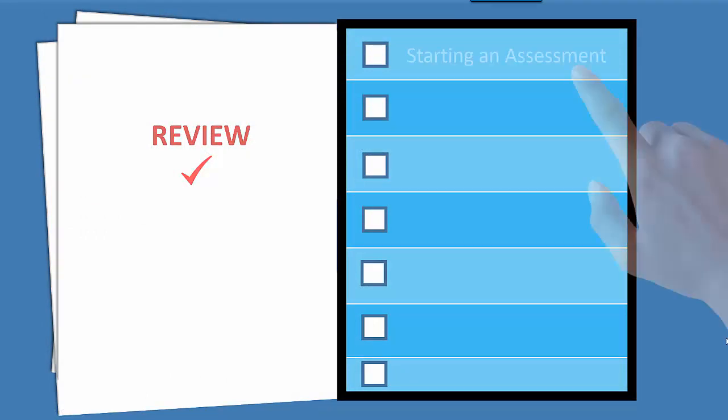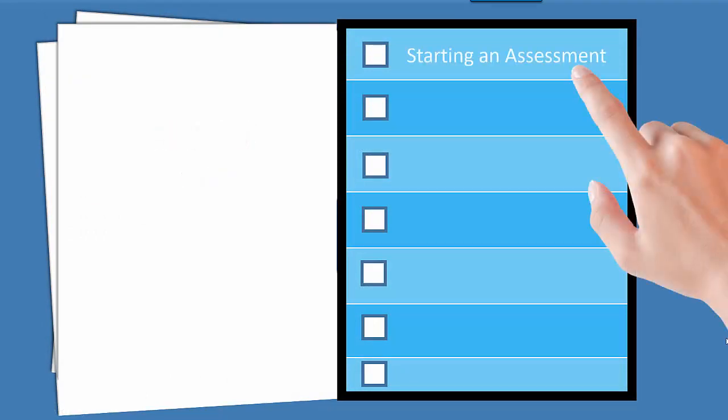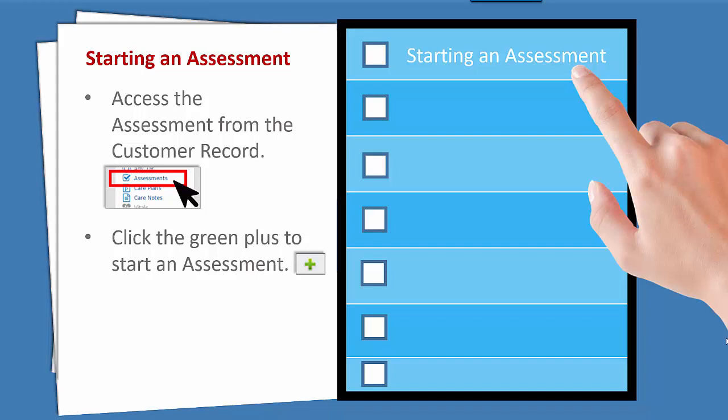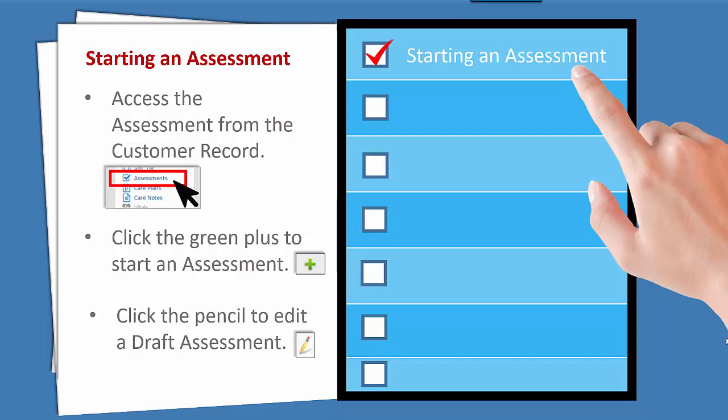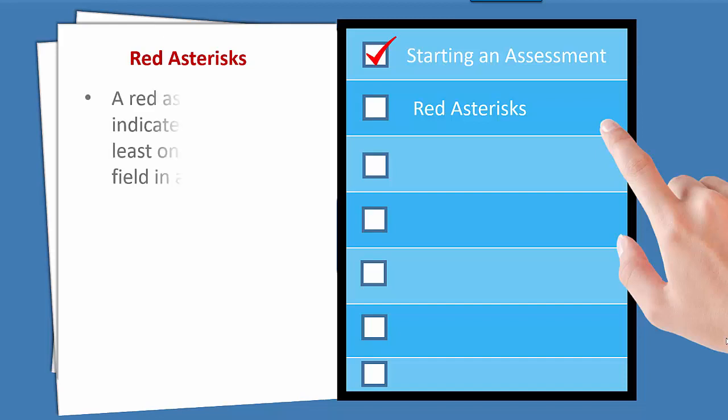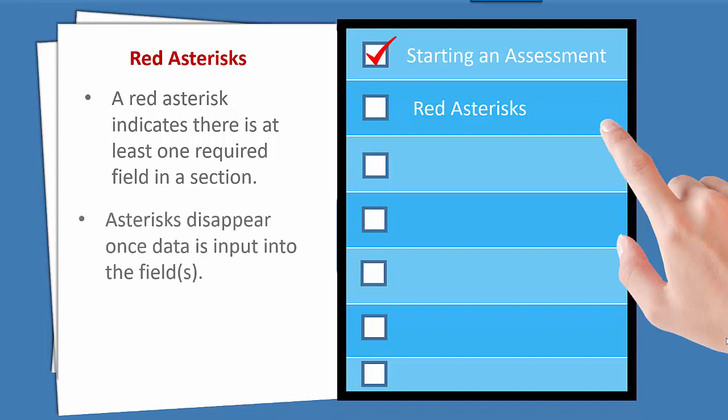Let's review. First, how do you start an assessment? You access the assessment from the customer record, then click the green plus to get started. Later, use the pencil icon to edit. Next, what do red asterisks indicate? They indicate at least one field is required in a section, and they'll disappear once you enter data in the fields.